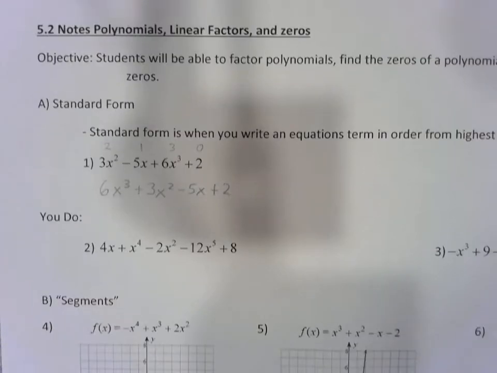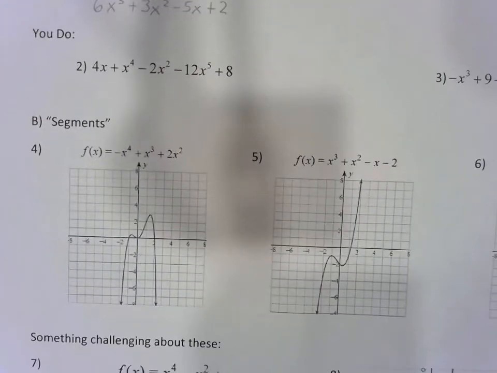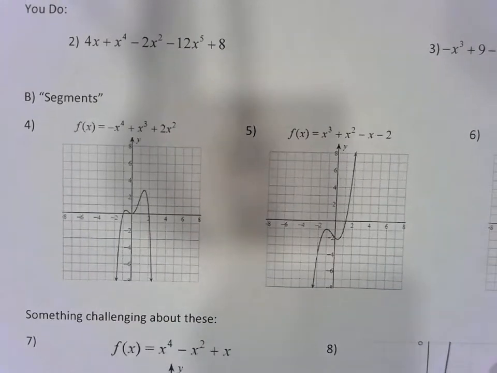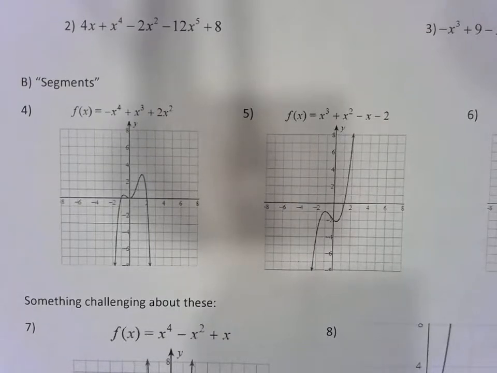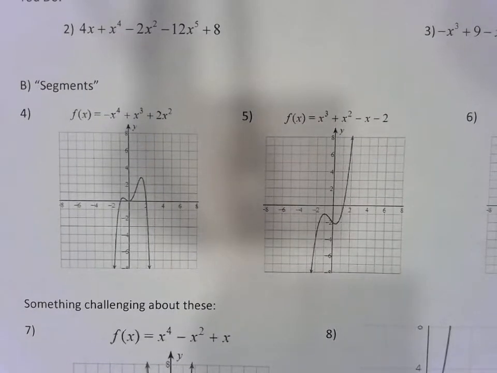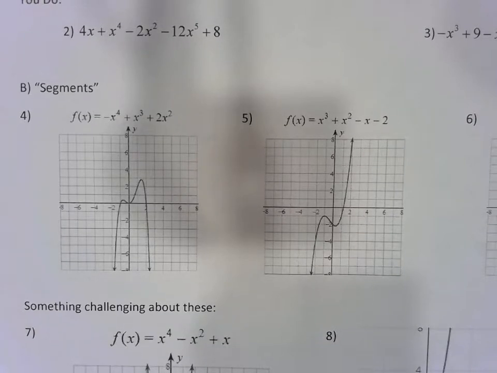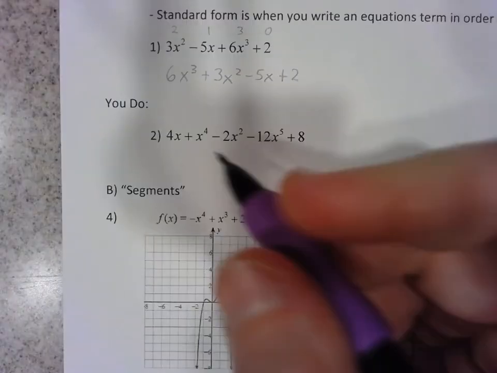Let's look at the next part, part B. In this section, the goal is to determine what kinds of zeros they have. How many are real zeros and how many are imaginary or complex zeros. So I'll write that instruction.